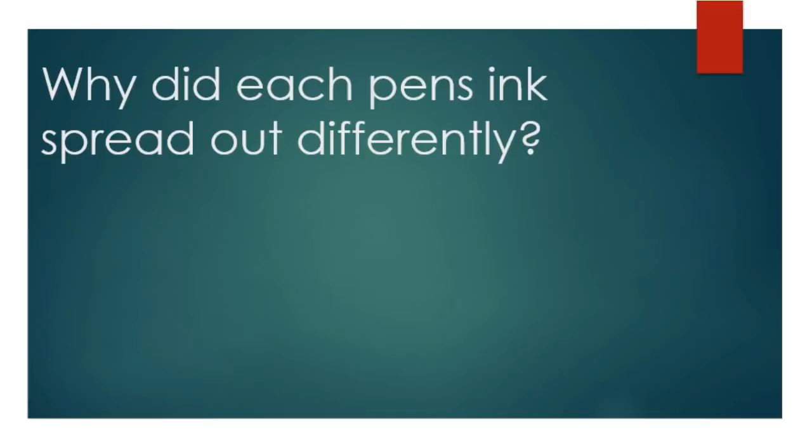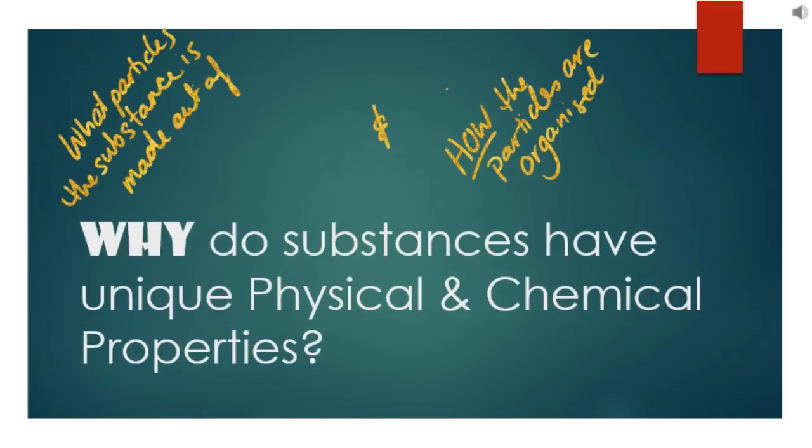If they're made out of the same colours, why do they even spread out in a different way to each other? What's different in there that gives them that unique physical property? And it all comes down to what they're made out of and how it's organised. So you better write this down. Why do substances have these physical and chemical properties which are unique to them? What particles they're made out of and how those particles are organised.